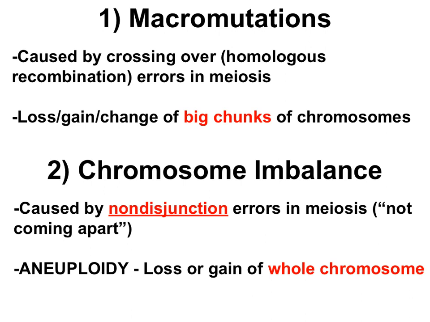When I talk about macromutations, I'm talking about errors in big chunks of chromosomes. Macromutation errors are caused by errors in crossing over or homologous recombination in meiosis. When I talk about chromosome imbalance, I'm talking about losing or gaining whole chromosomes. Chromosome imbalances happen when there's not equal dividing of homologous chromosomes in anaphase 1, or not equal dividing of sister chromatids in anaphase 2. This type of error is called non-disjunction.